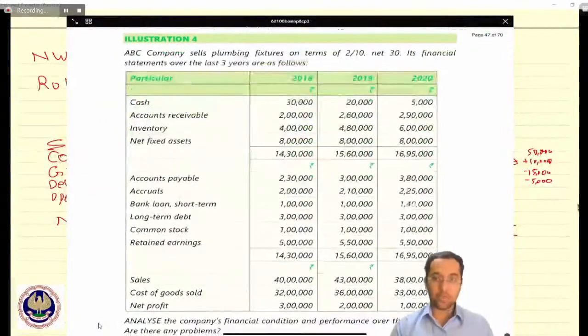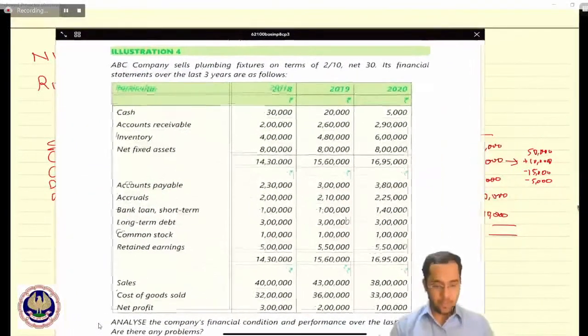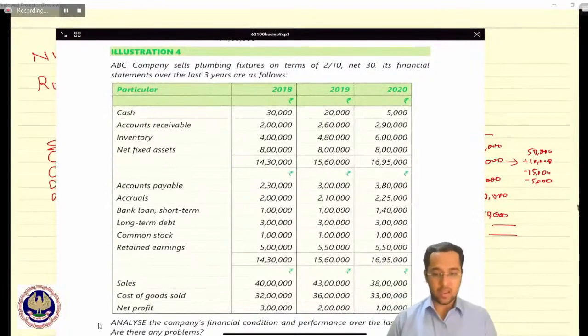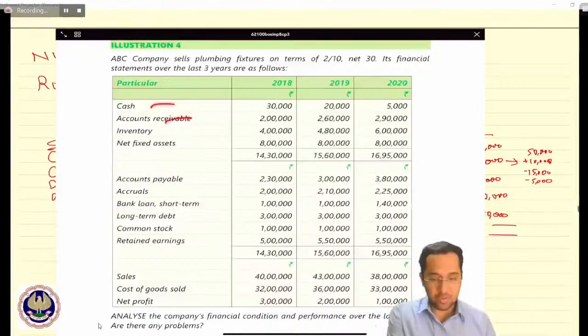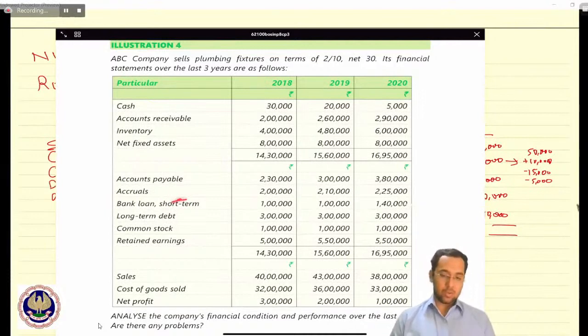Let's go for illustration 4. Now, illustration 4 is ABC company selling plumbing fixtures on terms of 2 by 10 net 30. Its financial statements over the last 3 years are as follows. Over the last 3 years, we have these figures for 2018, 19, and 20: cash, accounts receivable, inventory, net fixed assets, accounts payable, accruals, which we have to pay, accrued interest, and all such things.